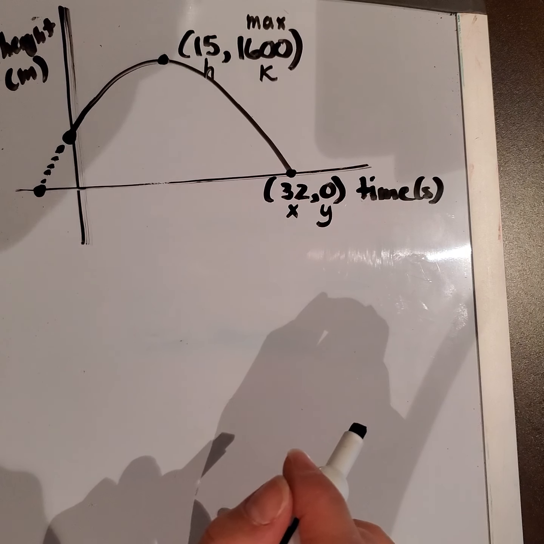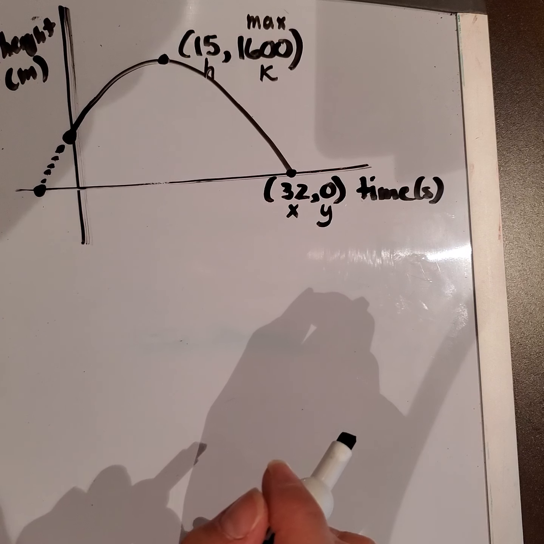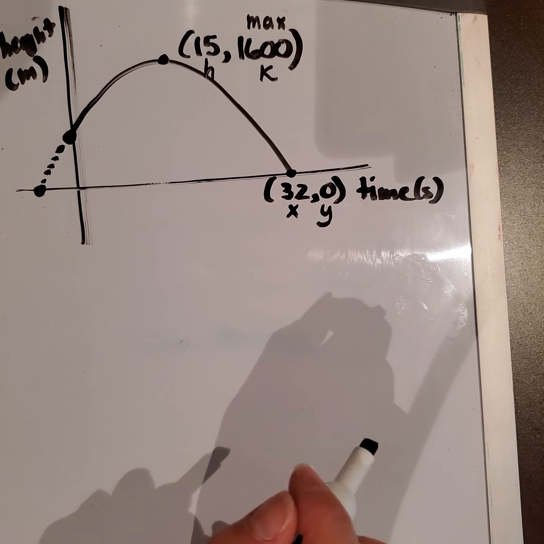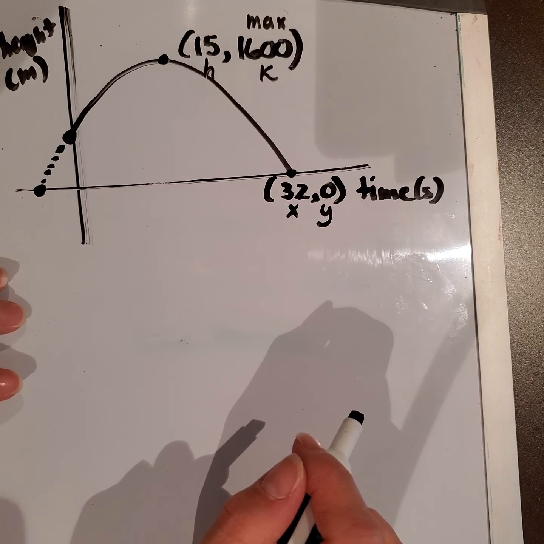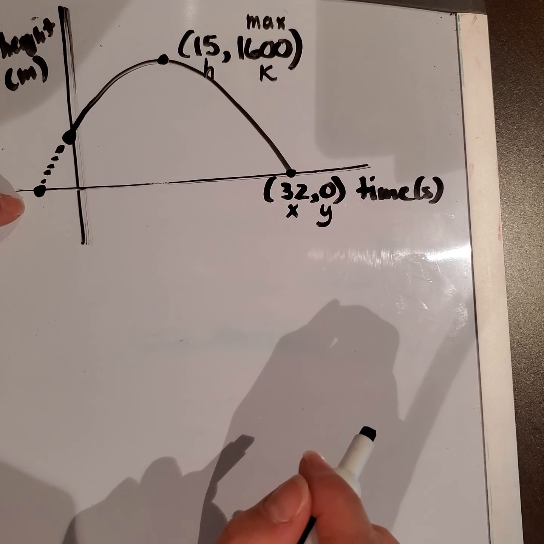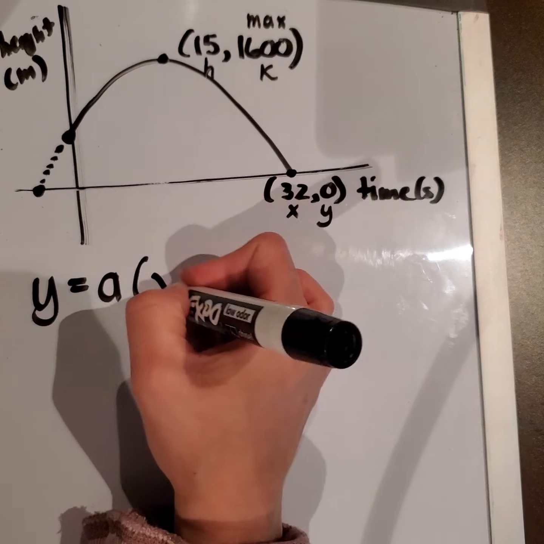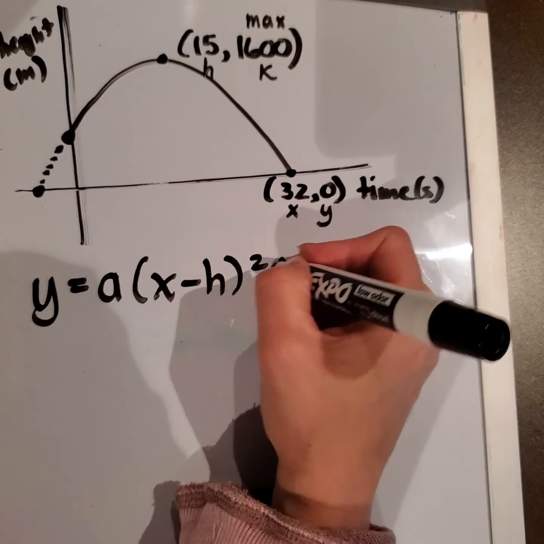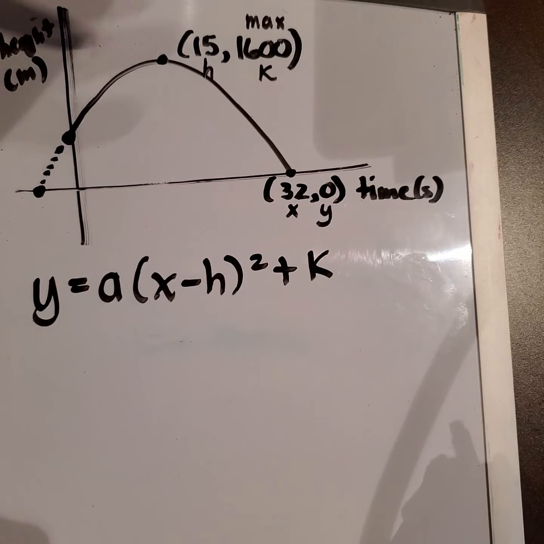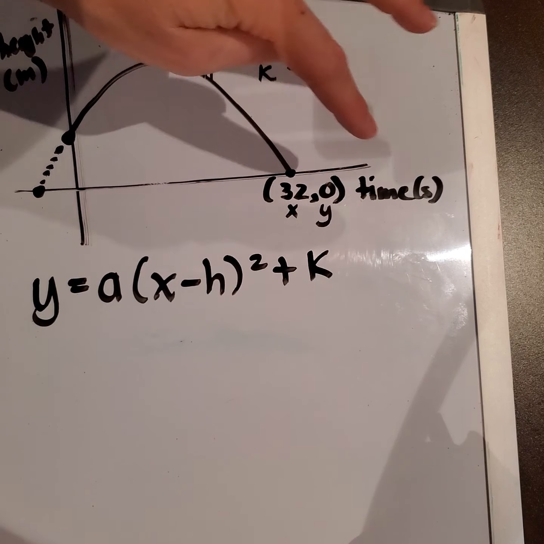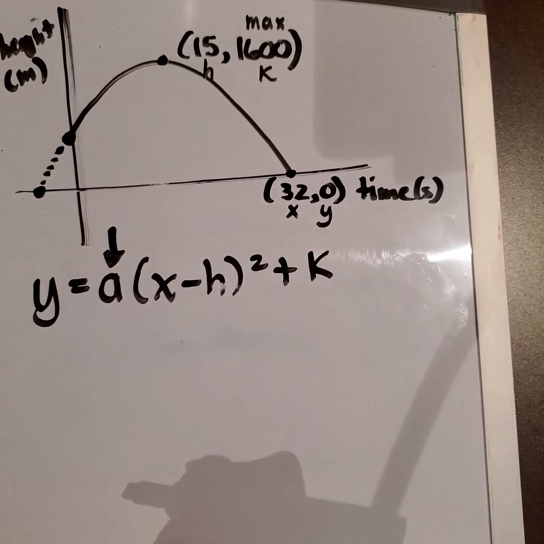No, because part A says determine the equation of the relationship between the height of the rocket and the time in vertex form. So if I'm working with vertex form, I'm not really all that interested in this 0. Okay, so very similar to the last question we did. Vertex form looks like that. I have an H, I have a K, I have an X, I have a Y. This is the guy I'm interested in.